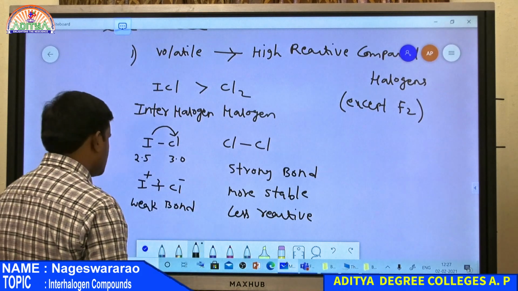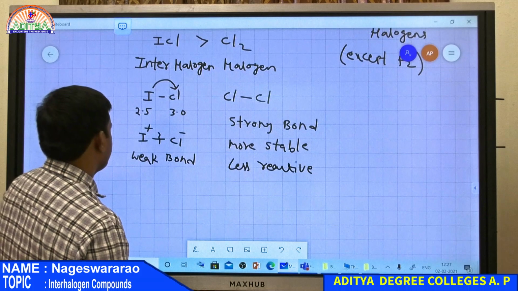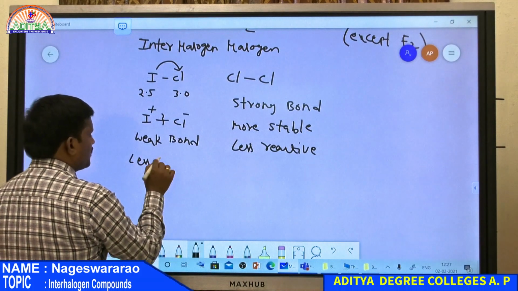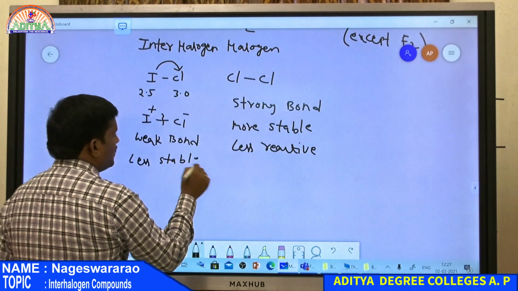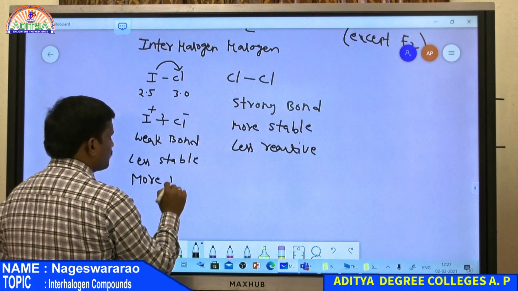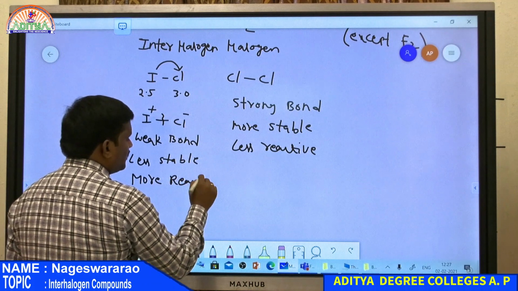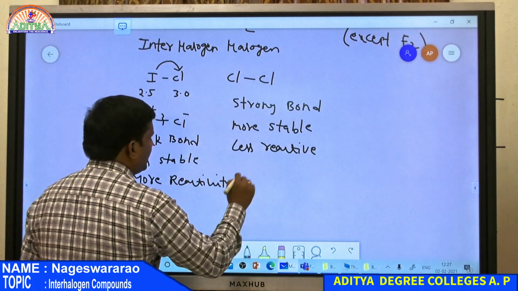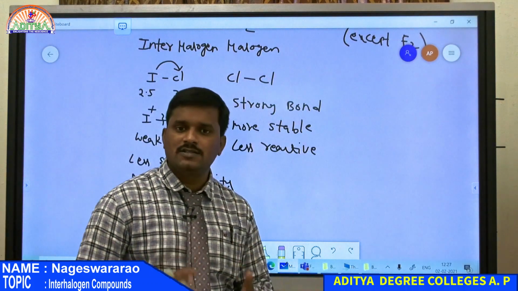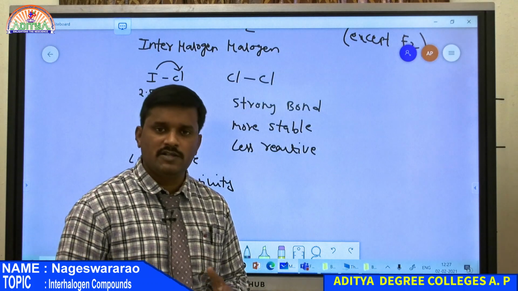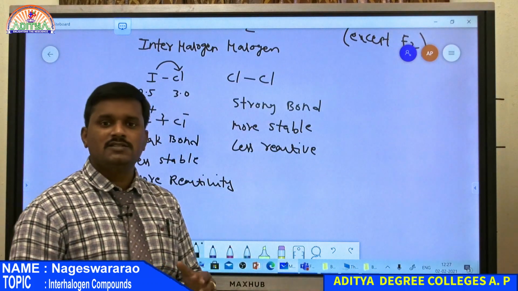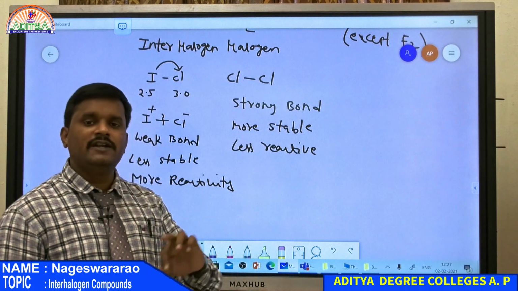Weak bond means it is less stable. Therefore ICl is less stable. Less stable means it is highly reactive or more reactive. So this is the reason for the high reactivity of interhalogen compounds compared to halogens. In halogens there exists a strong bond between the same halogens, whereas in interhalogen compounds, there is a weak bond between two different halogens.